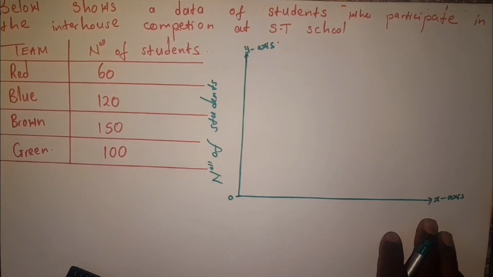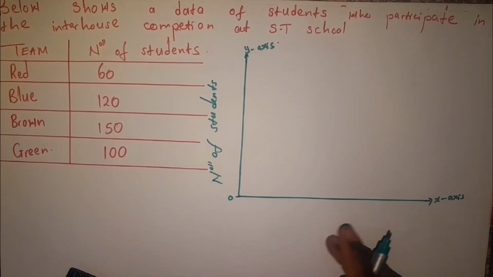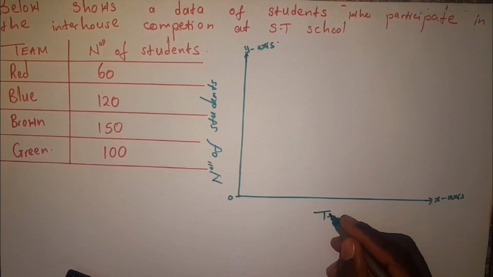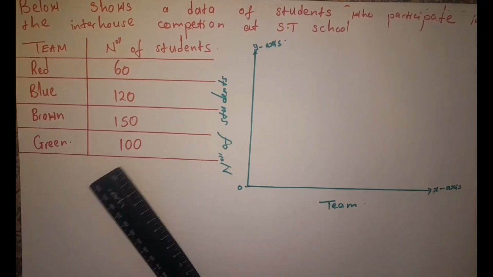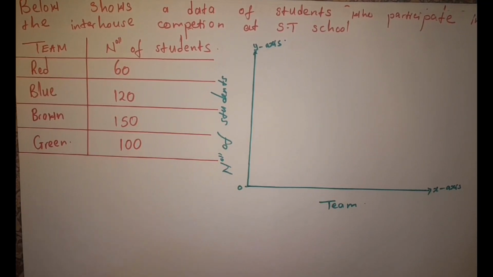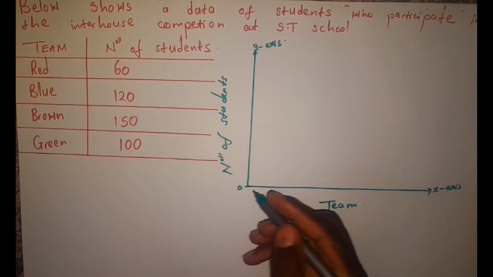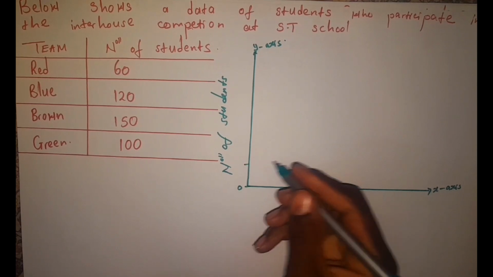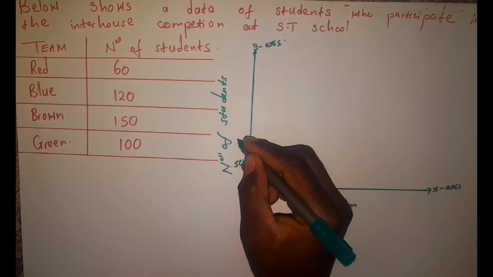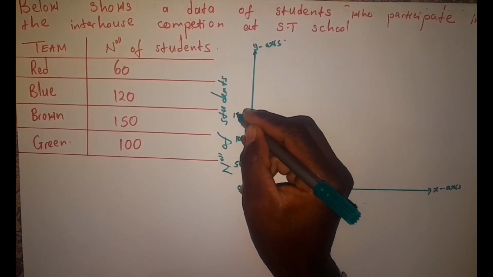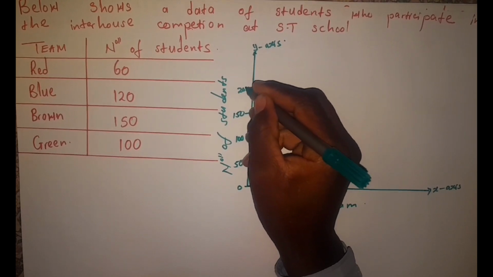And then on the horizontal line, which is the x-axis, is where we write our single category variable, which is the team. Now on the frequency, we're going to use a scale of 50, 100, 150, and then we end at 200.